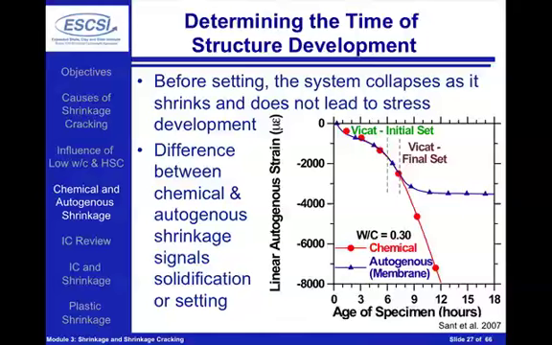So at our earliest ages, we can see that the chemical and the autogenous shrinkage are very, very compatible. It's at the time where the system starts to solidify. So once we start to go through setting or solidification, all of a sudden the chemical shrinkage continues to take place because we're having reaction, but the overall volume change of the system really starts to slow down because the cement particles start to impinge on one another.